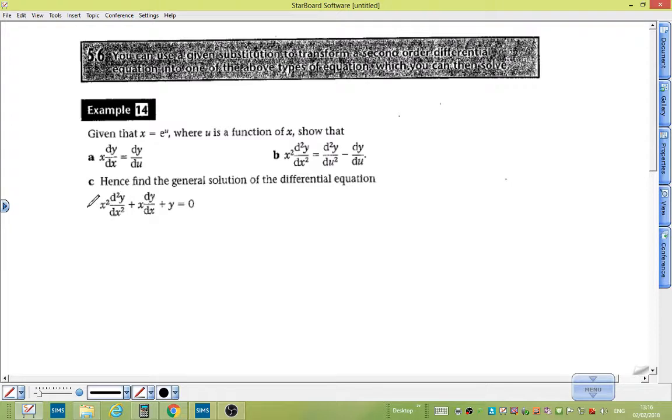Now this is just breaking it down, this question, because the question really would be C, transform that using x equals e to the u. Okay, but here we go, we're breaking it down. So part A, it says show that x dy by dx is equal to dy by du.